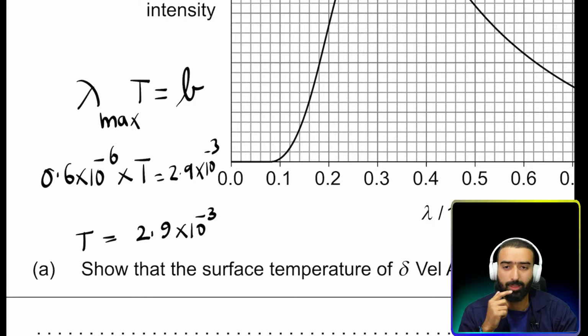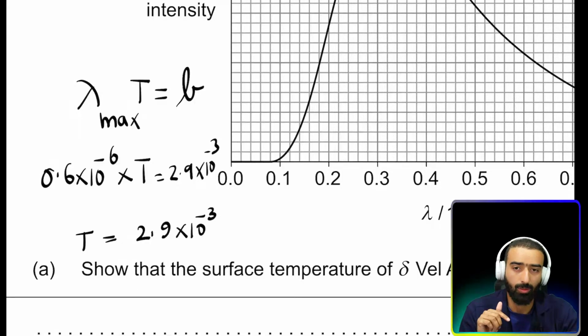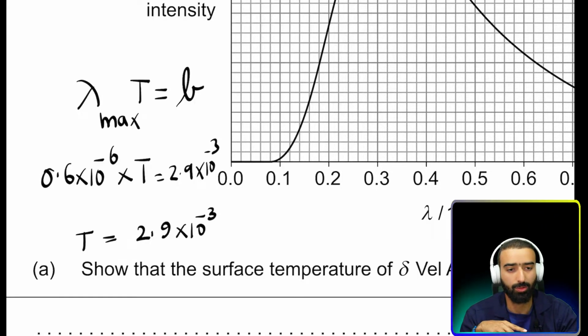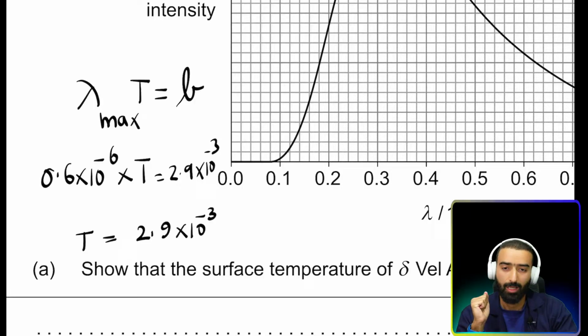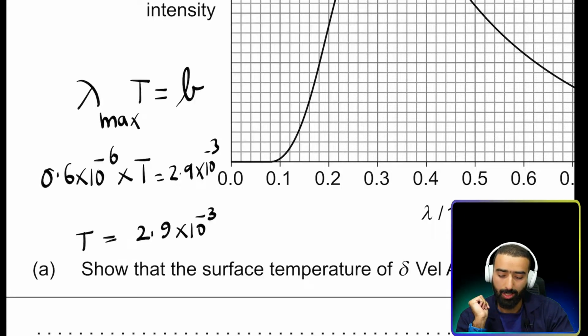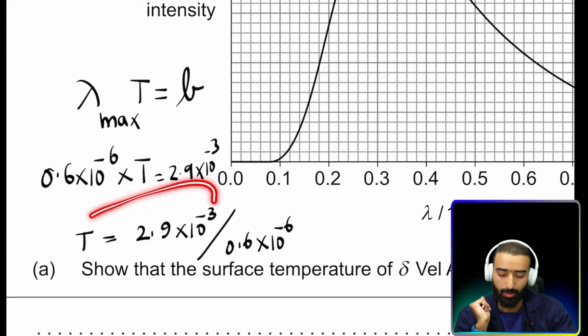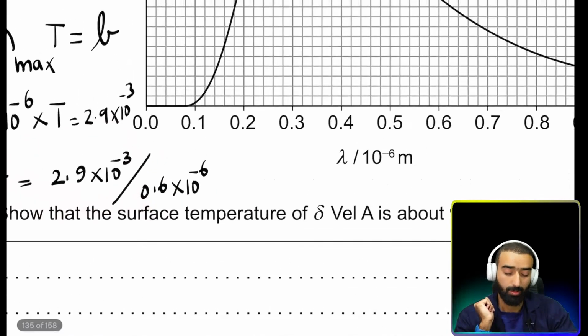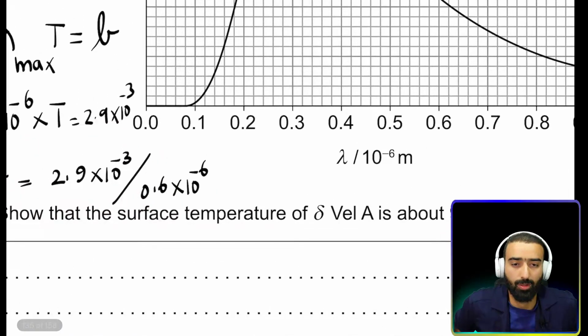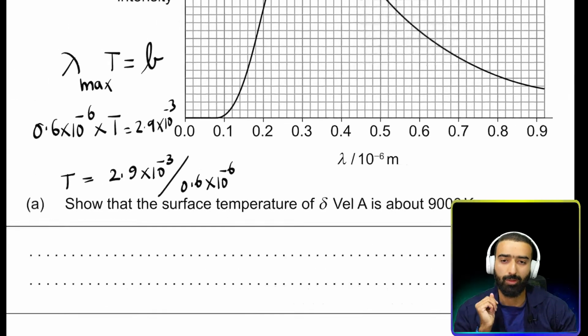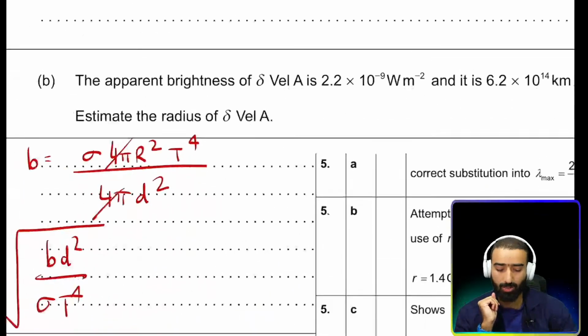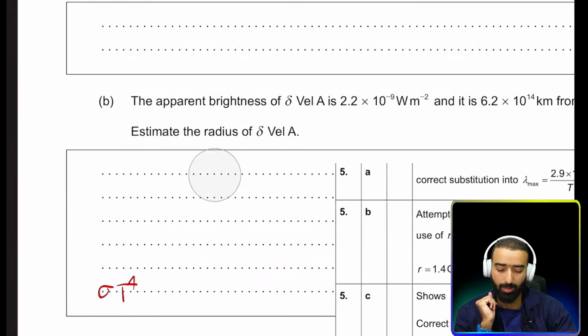Yeah, we'll do double slit diffraction. Once I finish this paper, then I'll go through that, all right? So we do 2.9 into 10 to the minus 3 divided by 0.6 into 10 to the minus 6, all right? So if you compute this number, it's going to turn around close to 9,000 Kelvin. All right. Let's push on to the second part of the problem.